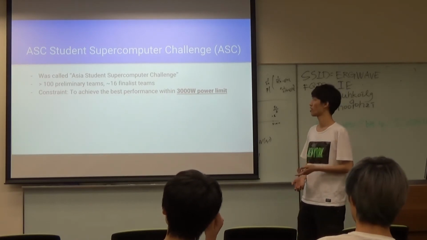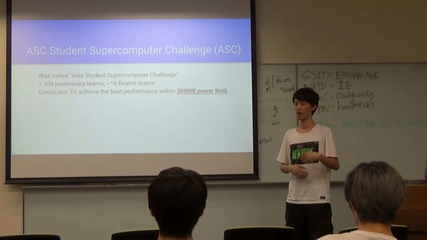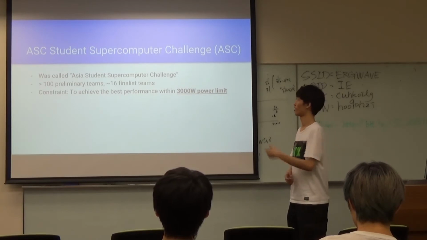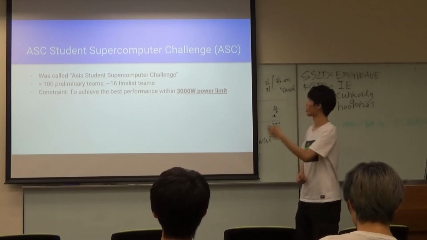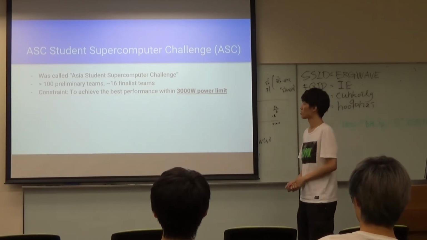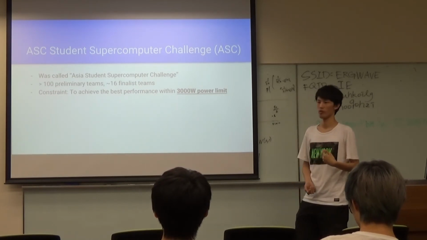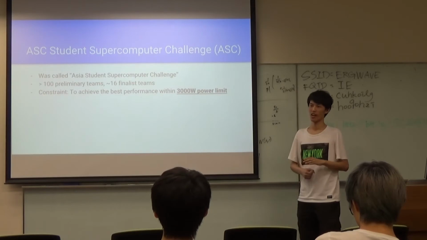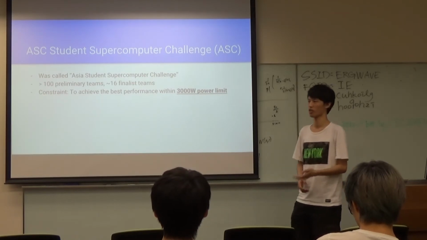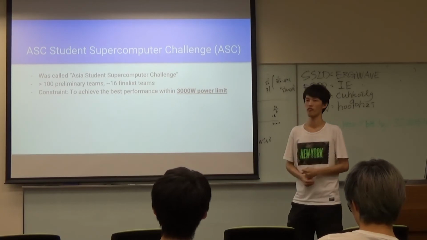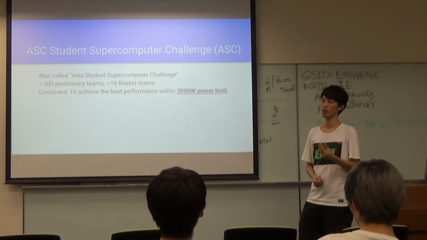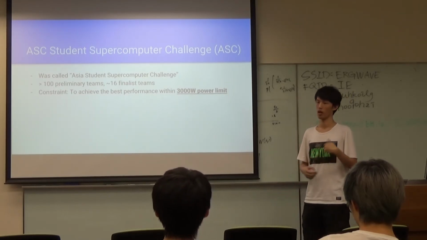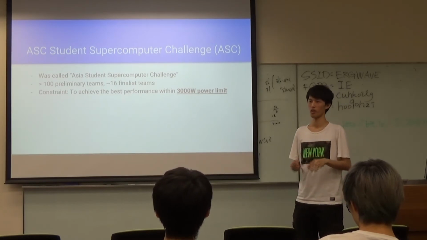It used to be called Asia Student Supercomputer Challenge because it was open to the Asia region, but then they wanted to expand it to the worldwide level, so they just changed the name to ASC and still call the competition ASC. Each year they get more than 100 preliminary teams and around 16 finalist teams. The constraint is that you can't build an IBM Blue Gene during the competition, because you can only achieve the best performance within the power limit of 3000 watts. So your cluster cannot exceed this power limit. If not, your performance or your result will be disqualified.